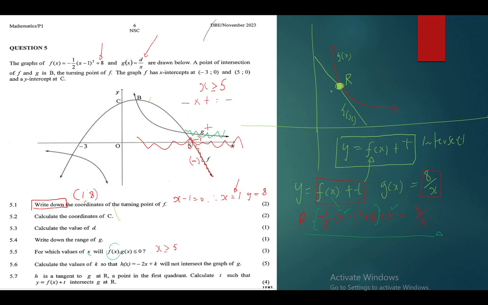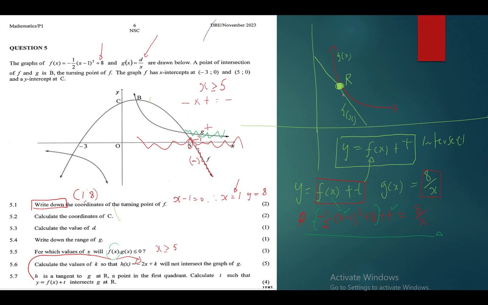If h is tangent, they are referring to this function h on 5.6. That's why this question is getting complex. They are referring to h on 5.6, whereby the gradient of h is minus 2x. So remember, h is tangent to g. At the point of tangency, g and h have the same gradient.